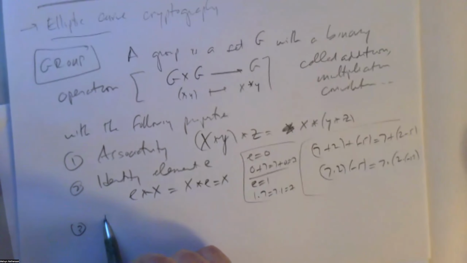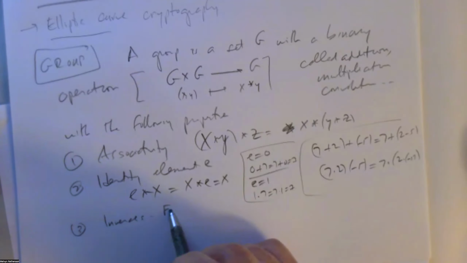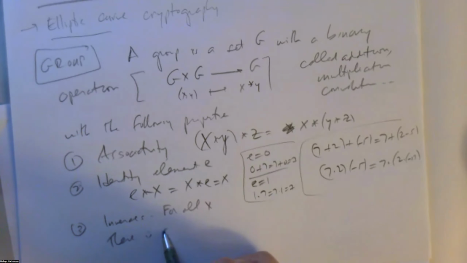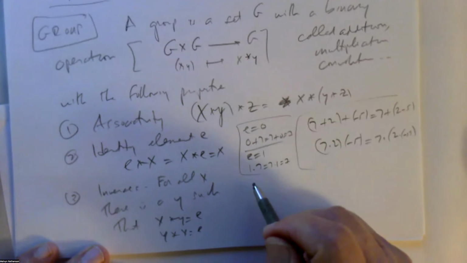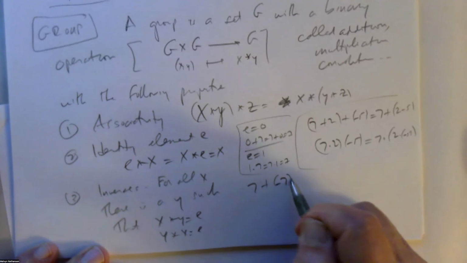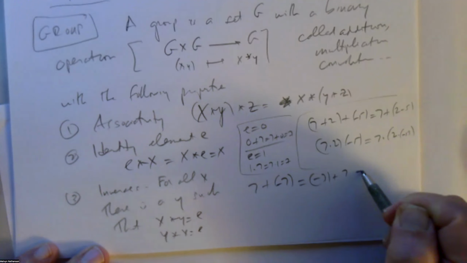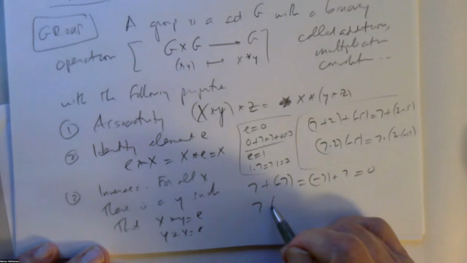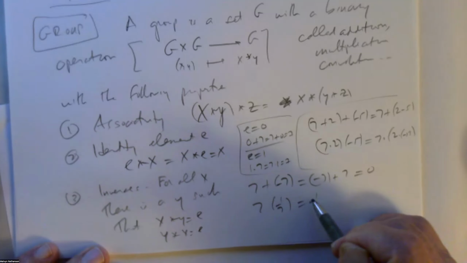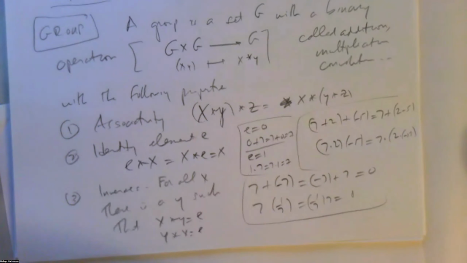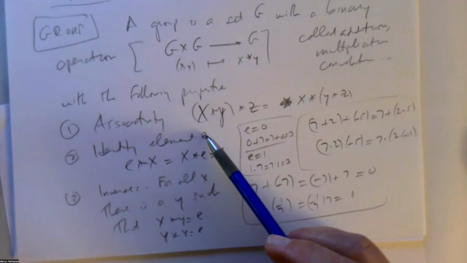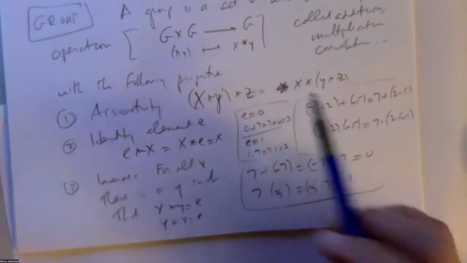And the third property is the existence of inverses. That means that for all x, there is a y such that x times y is the identity, and y times x is the identity. So, for example, for addition, the additive inverse of 7 would be minus 7. Minus 7 plus 7 is 0. The multiplicative inverse of 7 would be 1/7. Well, 7 times 1/7 is 1, and so on. These are just examples. But if you have a binary operation on a set that's associative, there's an identity element, and there are inverses, it's called a group.